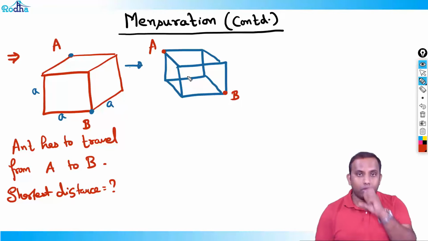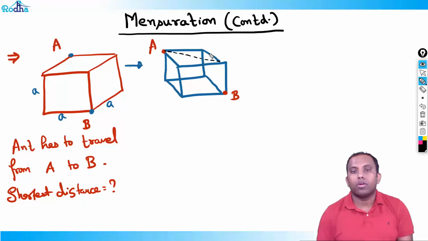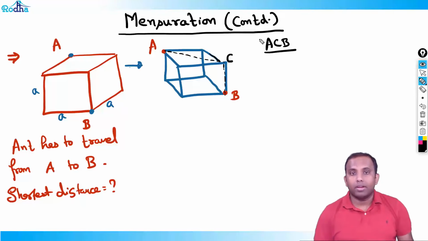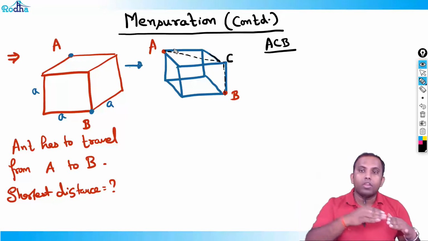Okay, opposite diagonal. Now see, many will think like this, that ant could come from A to this corner while crawling on the roof, and then come down from here. Okay, this could be one of the paths. Let's say ACB could be one of the paths, but actually, if you observe it, in any 2D diagram, diagonal is the longest distance.